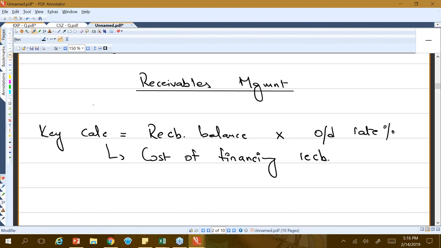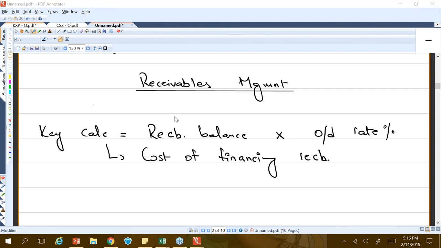Now, can I ask you to tell me why do you think I am multiplying my overdraft rate with the receivables balance here? Why are we multiplying the overdraft rate with the receivables balance here? What do you think? What's the benefit of multiplying the overdraft rate with the receivables balance?